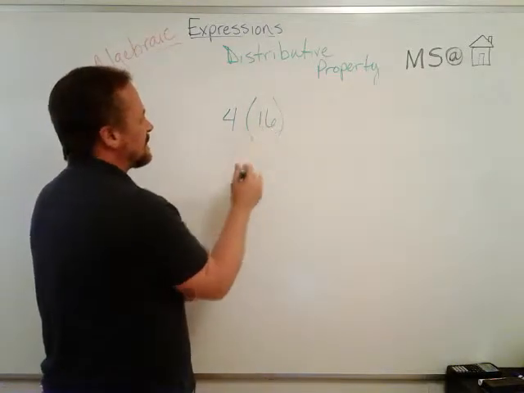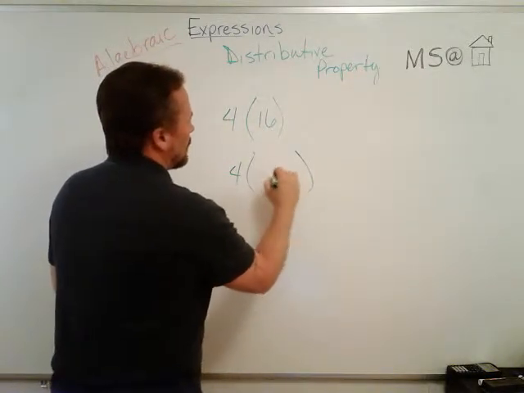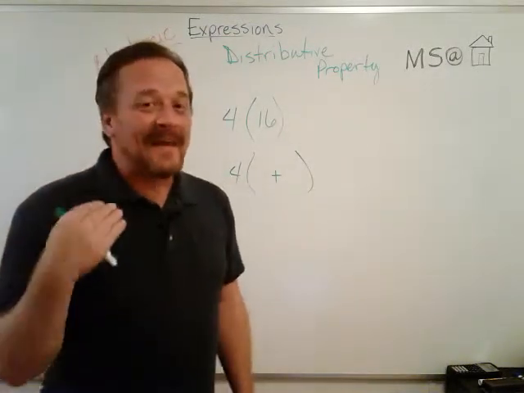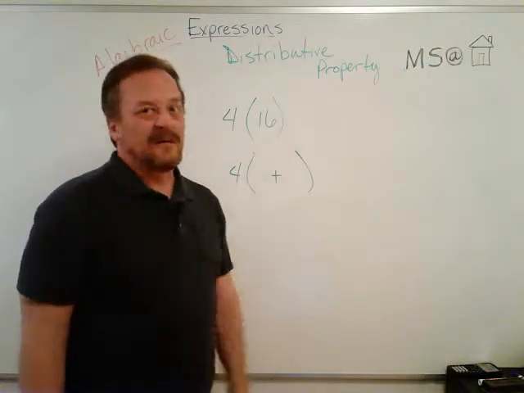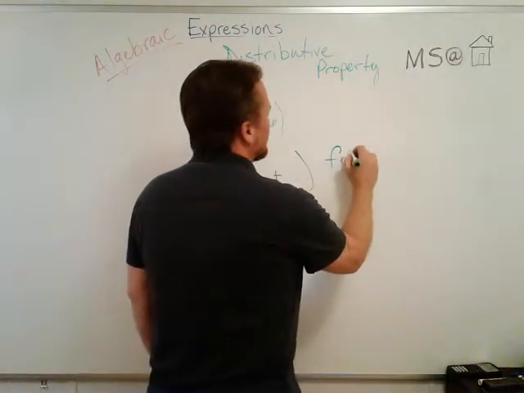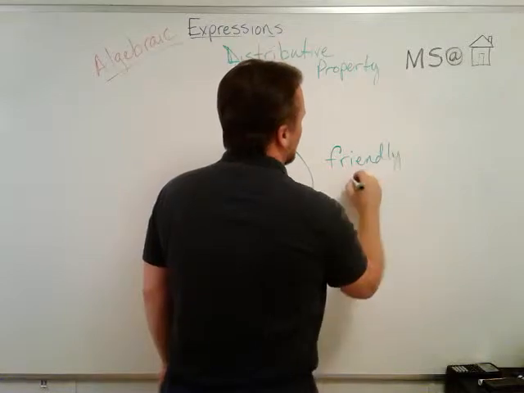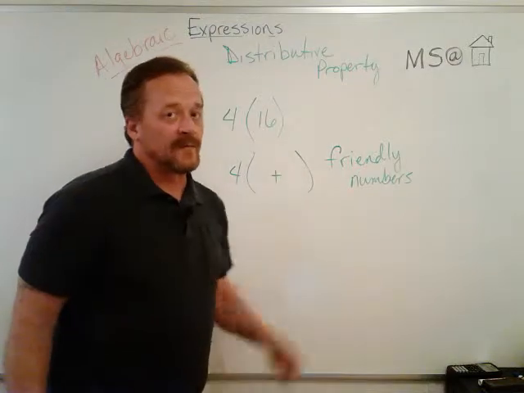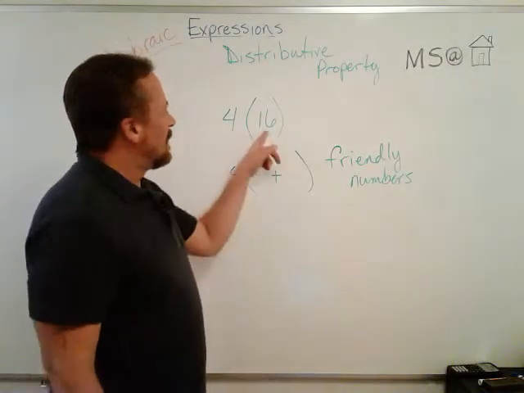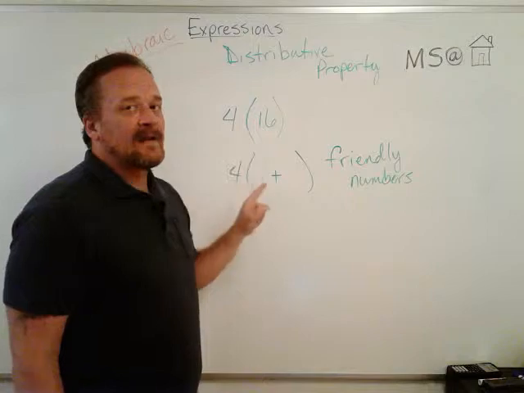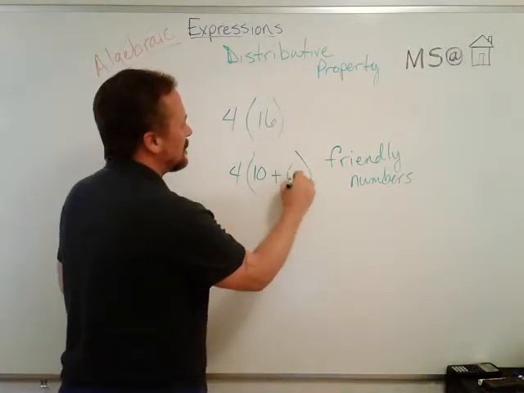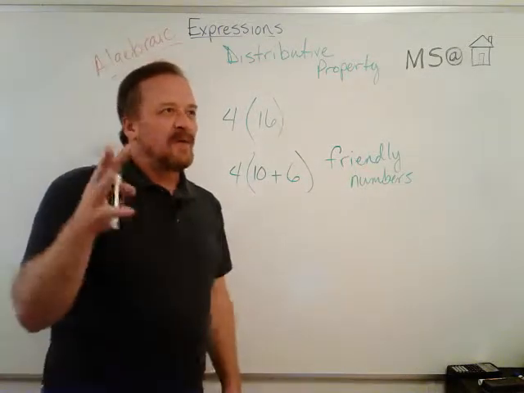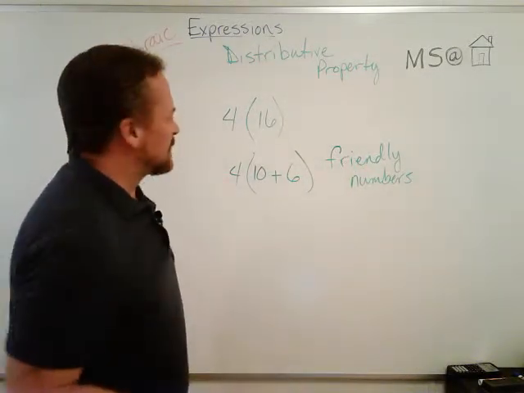I can rewrite 16 into a sum of 2 more friendly numbers. To me, 16 is not a friendly number, okay? So I want to split it into 2 more mental math friendly numbers, okay? I know that I can add 10 plus 6. 10, I think, is the most friendly number ever. 2 and 10 are probably the most friendly.